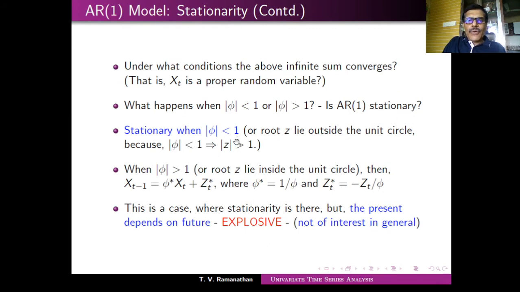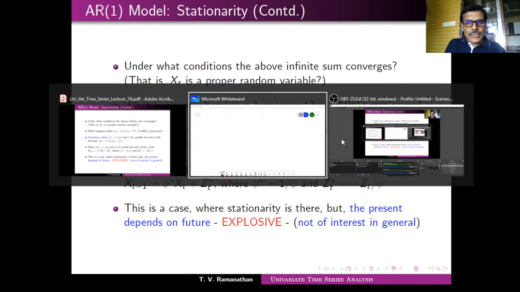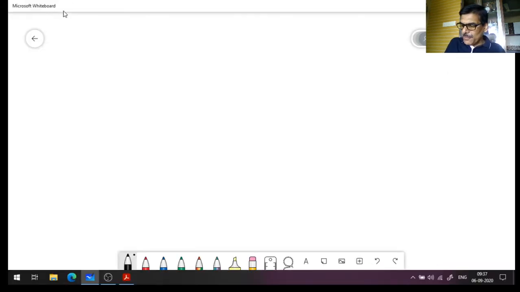So what we are now claiming is that when absolute phi is less than 1, it is a stationary sequence. Now I'll go back to this and explain it to you. What you have is X_t as the summation, say j equal to 0 to infinity, phi to the power of j, epsilon_{t minus j}. This is the notation that we have.